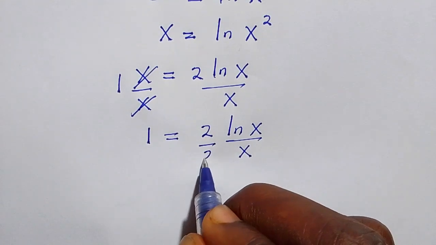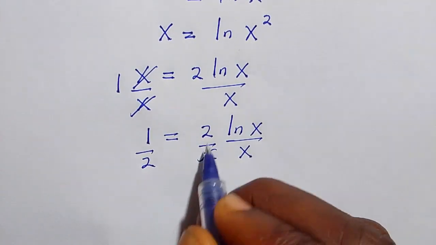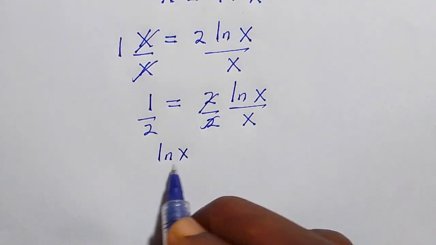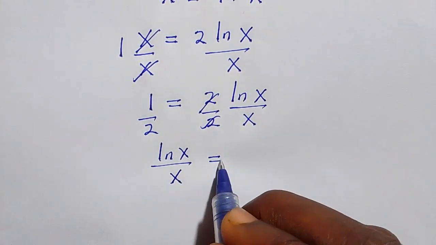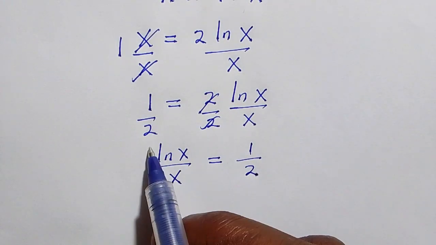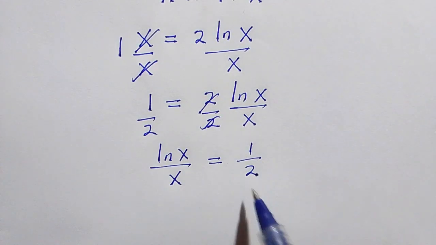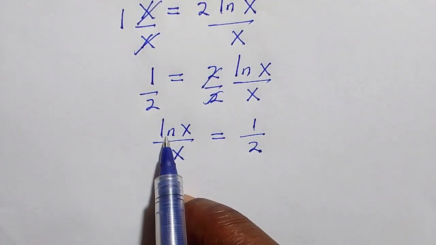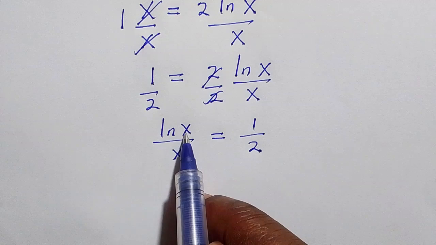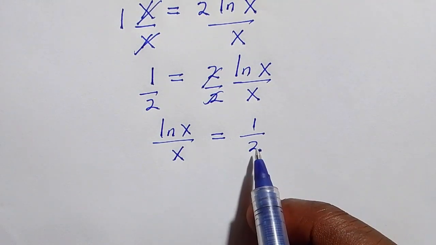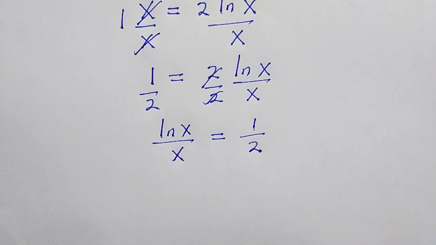By dividing both sides by 2 again, this cancels. Then we can write this as ln x divided by x equals 1 divided by 2. But let's look at this: in the numerator we have ln x and here is 1, here is x and here is 2. So nothing is equal. We cannot compare and we cannot conclude the answer at this stage.